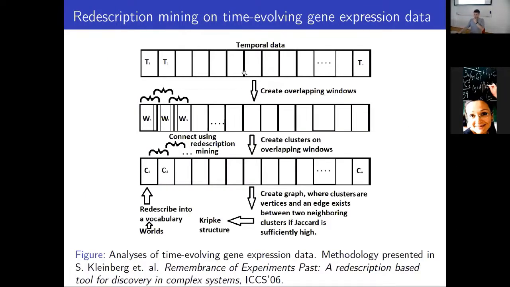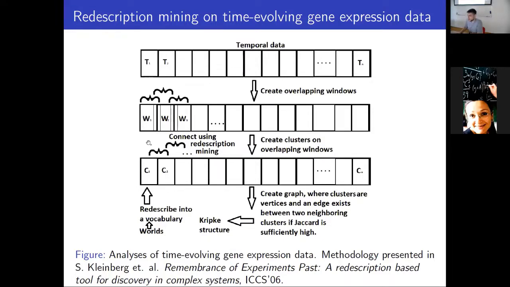And finally, one other work that is connected to the logic itself is that of analysis of time-evolving gene expression data by Kleinberg et al. So what they did basically is they had this gene expression data measured in different time periods. So each of these parts is one data set at a different time point. They created overlapping windows, then they created clusters in them. Then they redescribed each of these clusters in this overlapping window. They made it overlapping intentionally, so there are connections between time points.